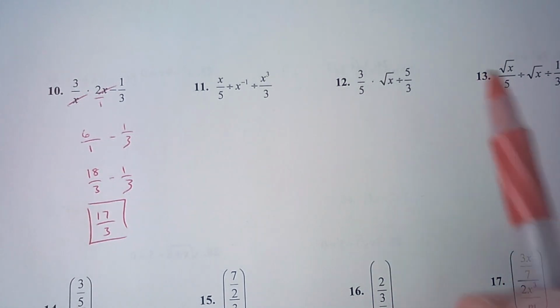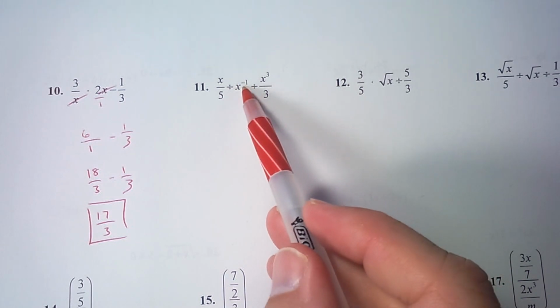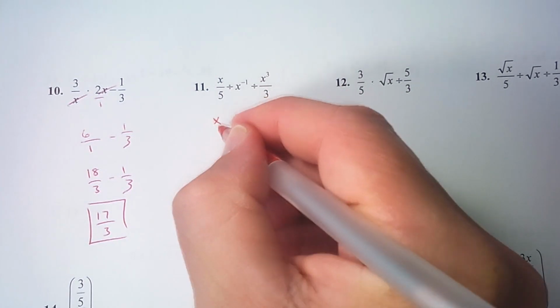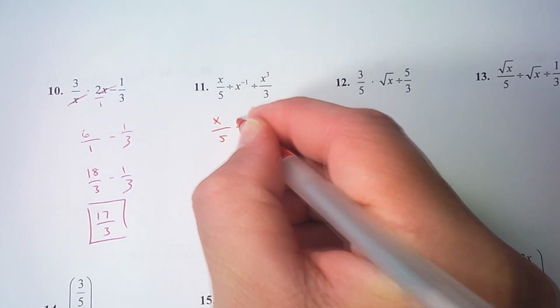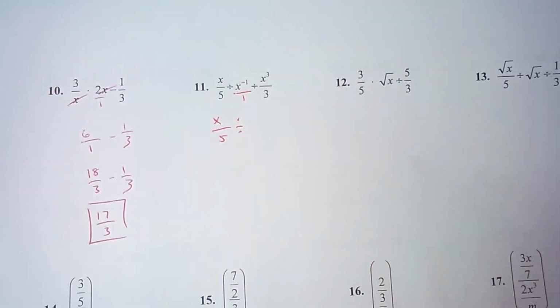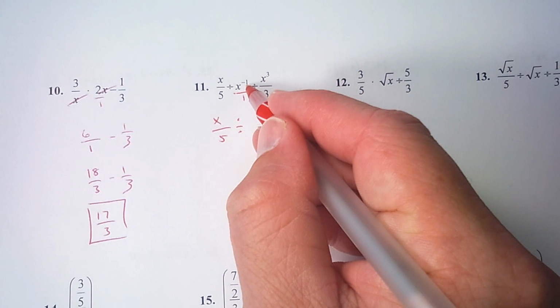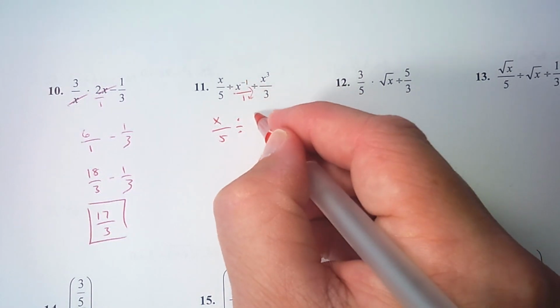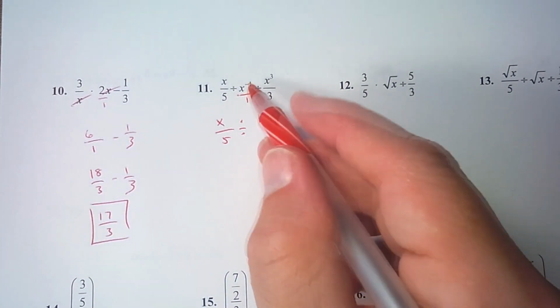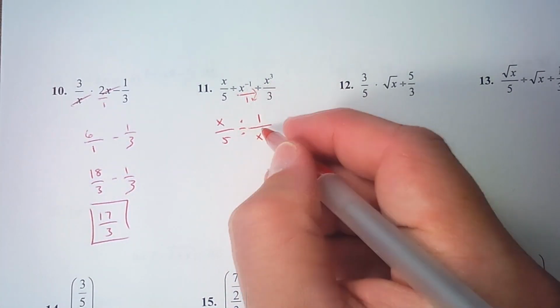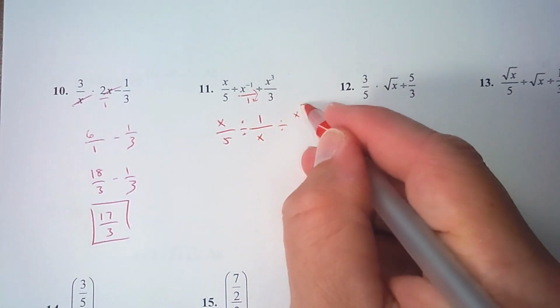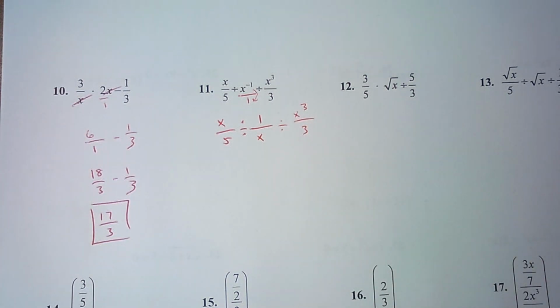Okay, next up I have exponents to deal with. I need to take care of that exponent right there. I don't want a negative exponent, so I'm going to fix that. So x over 5 divided by, and this is x to the negative 1 over 1. If I want to change a negative exponent, I'm going to move it from the numerator to the denominator, which leaves nothing on top, so the top is 1. Then the bottom becomes x to the positive 1 power, divided by x cubed over 3.